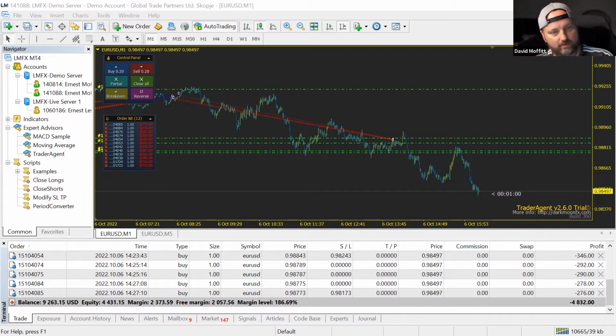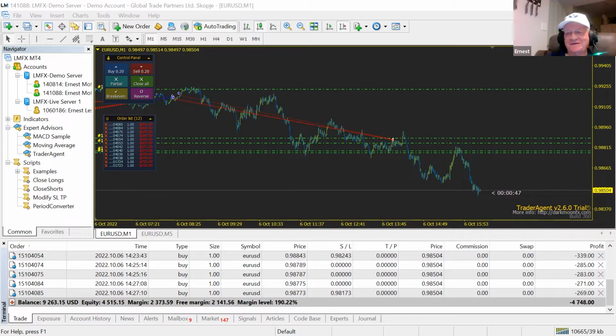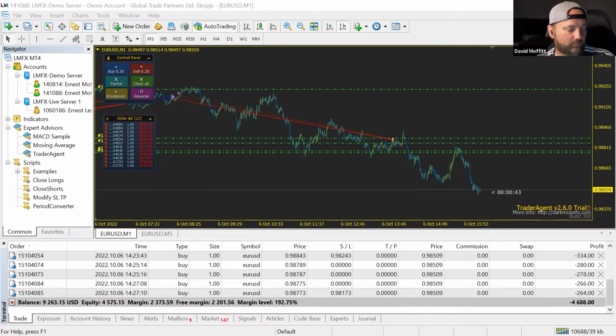And LMFX gave him 120 lots at a $20,000 account. So we put 120 lots on yesterday just to see what the max you can do is, trying to prove the point that LMFX will let you trade 120 lots on a $20,000 account. Should you do that, guys?